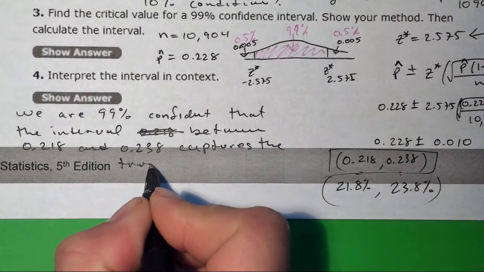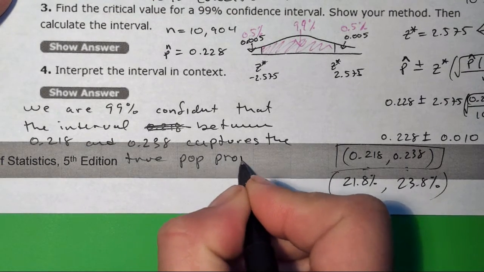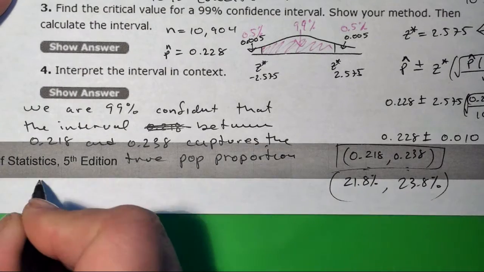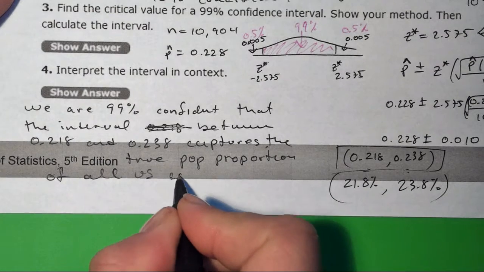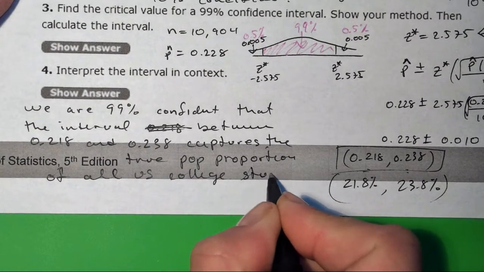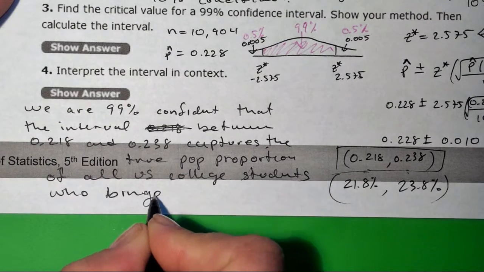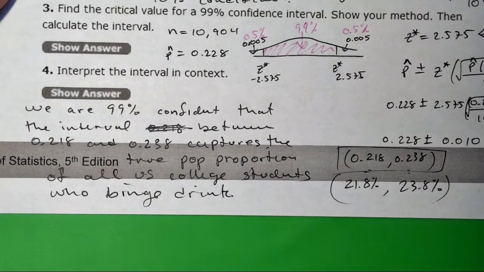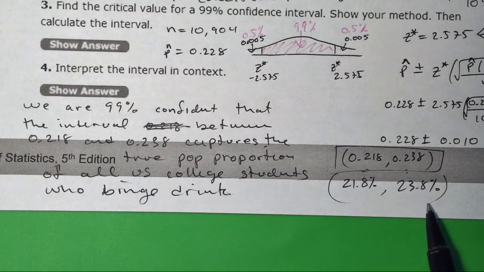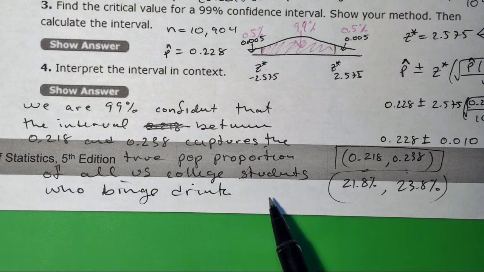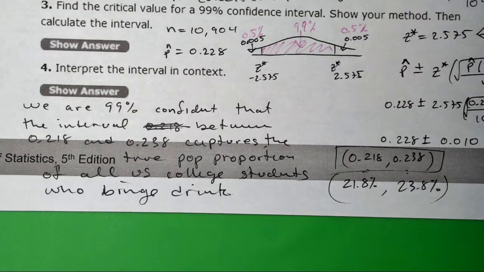the true population proportion of all U.S. college students who binge drink. Okay. Or basically, between 21.8% and 23.8% of your entire population of college-age students binge drink, basically, which is actually a really big population when you think about it.